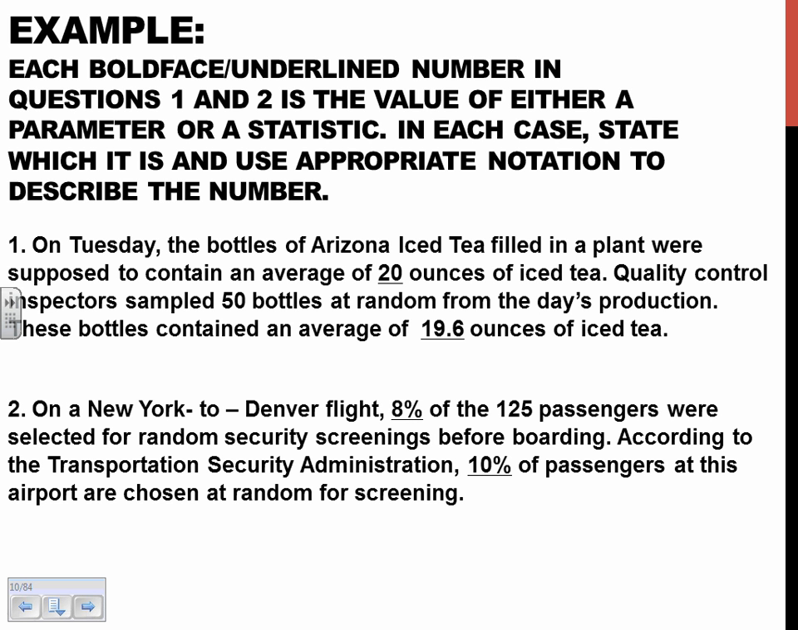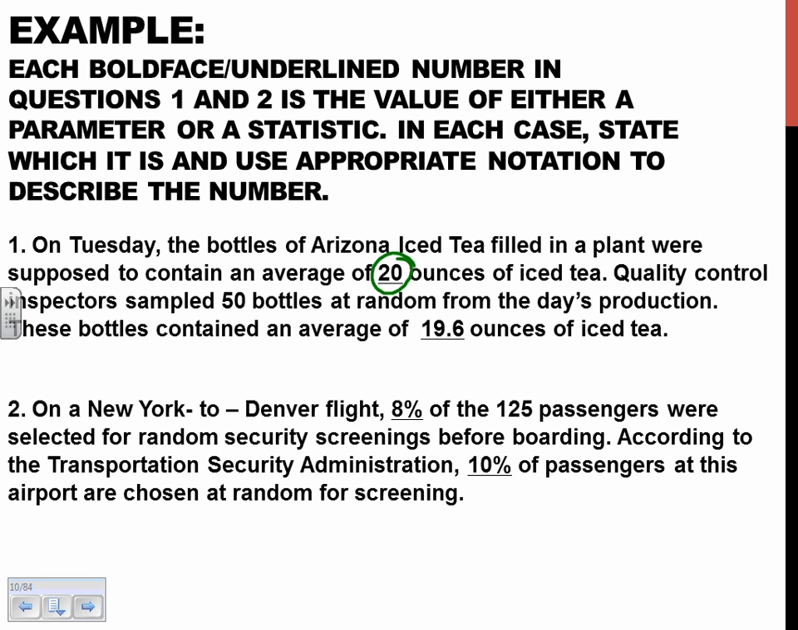All right, so each boldface underlined number in questions 1 and 2 is the value of either a parameter or a statistic. In each case, state which it is and use appropriate notation to describe the number. So I'm going to let you read through those, see if you can write it down. You can pause for a second, and then let's see how you do. All right, so hopefully you have unpaused now. If not, keep pausing.